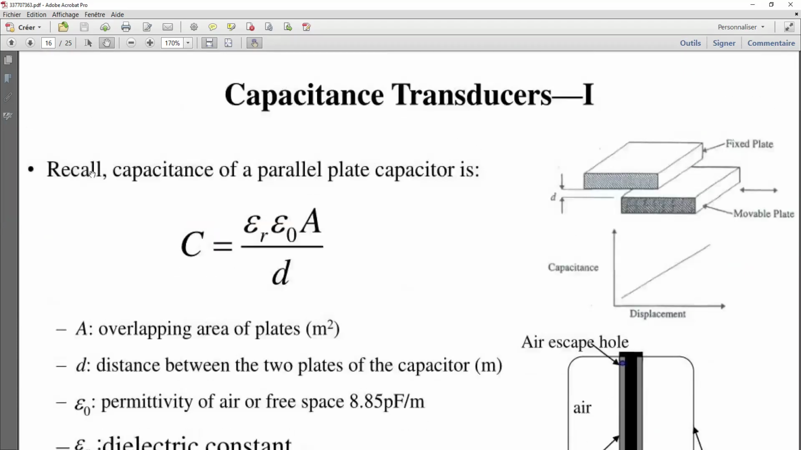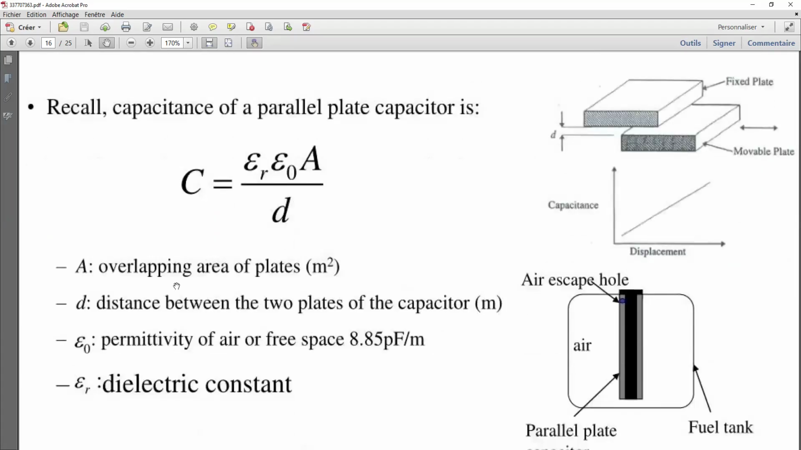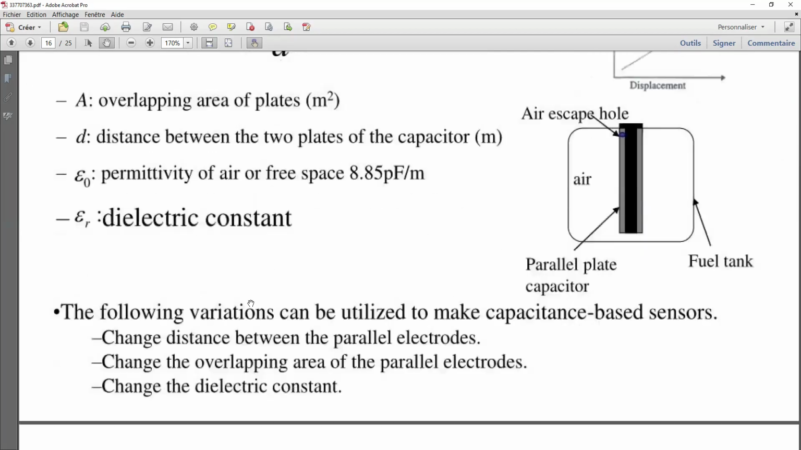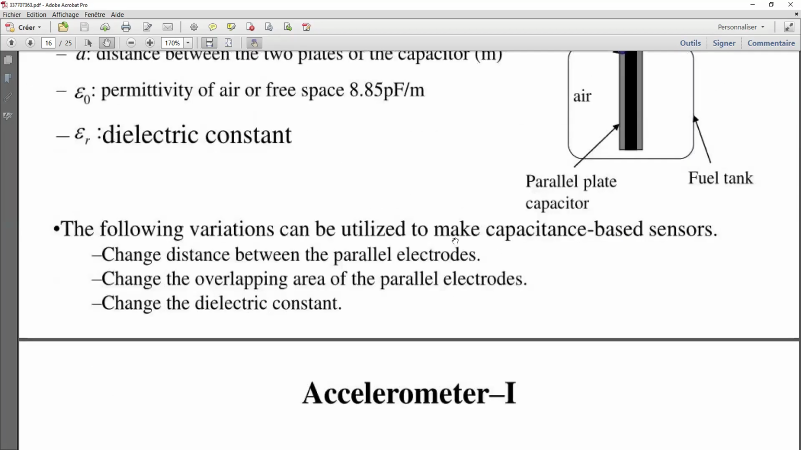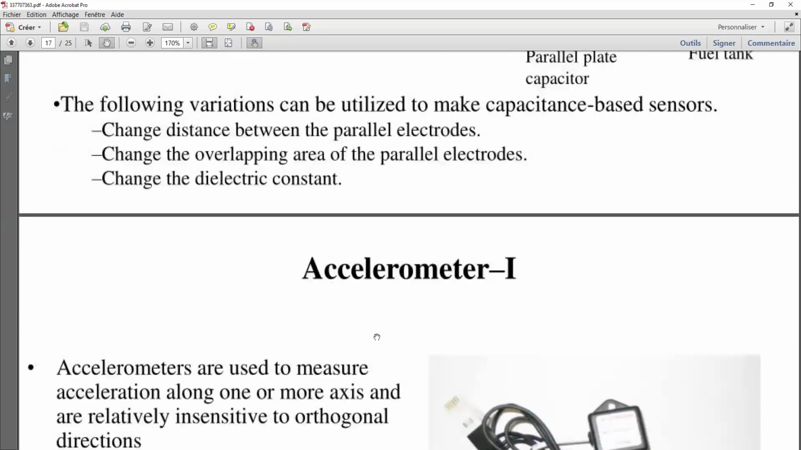Capacitance transducer. Recall the capacitance of a parallel plate capacitor: A is the overlapping area of the plates, d represents the distance between the two plates of the capacitor, and epsilon is the permittivity of air or free space. We also have the electric constant. The following variations can be utilized to make a capacitance-based sensor: change the distance between the parallel electrodes, change the overlapping area of the parallel electrodes, or change the dielectric constant.